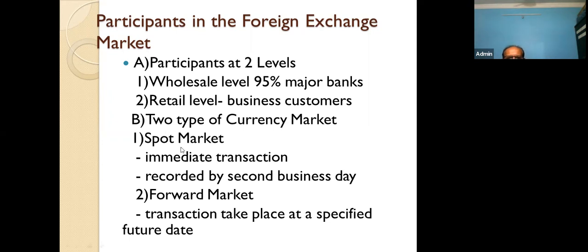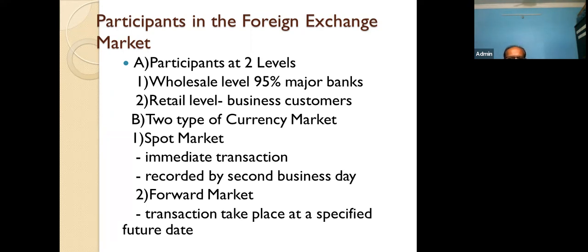So this is about spot market. Second one is forward market. Now forward market means today you are dealing, but the transaction will be on a future date. That is why it is known as forward market. Today you are dealing with the transaction, but the completion will be done on a future date.